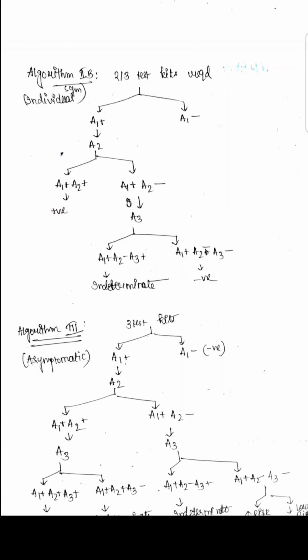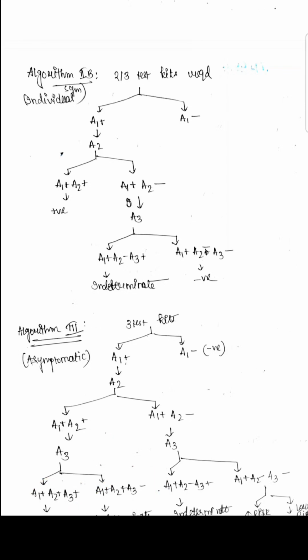Why? Because the patient may be asymptomatic. We do not know, even if the 2 tests are telling us positive, whether there is actually HIV or not, because there are no symptoms of the disease, so we go for the third test, A3. If A1, A2, A3 all are positive, then the test is positive, and if A3 is negative, then it is indeterminate. We again go for the confirmatory test.